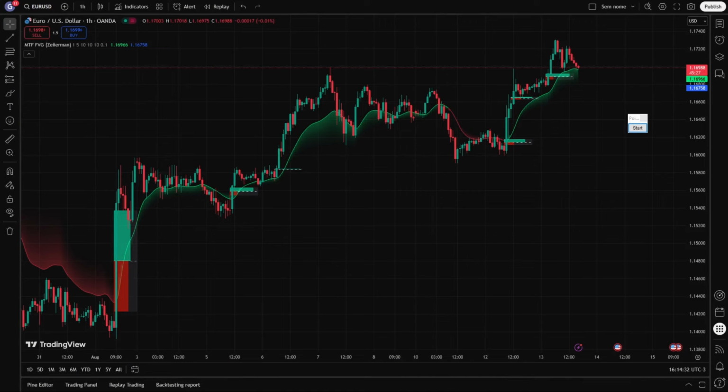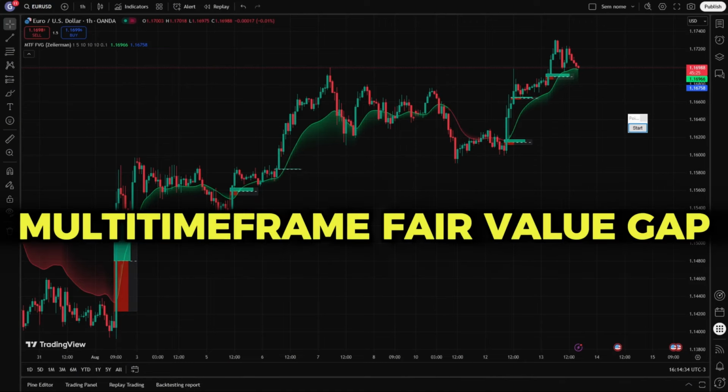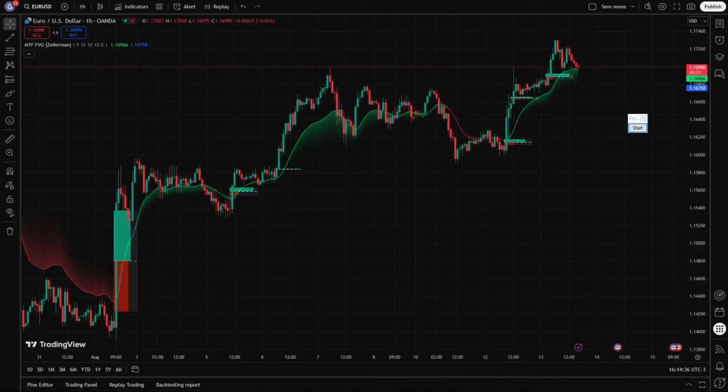Today's indicator is the Multi-Time Frame Fair Value Gap, or FVG, created by Zierman. It identifies and clearly shows regions known as fair value gaps, gaps in price that often indicate zones of institutional accumulation. I'm going to explain what it is, how it works, and how you can use it to improve your decisions. What is the FVG and how do you use it?